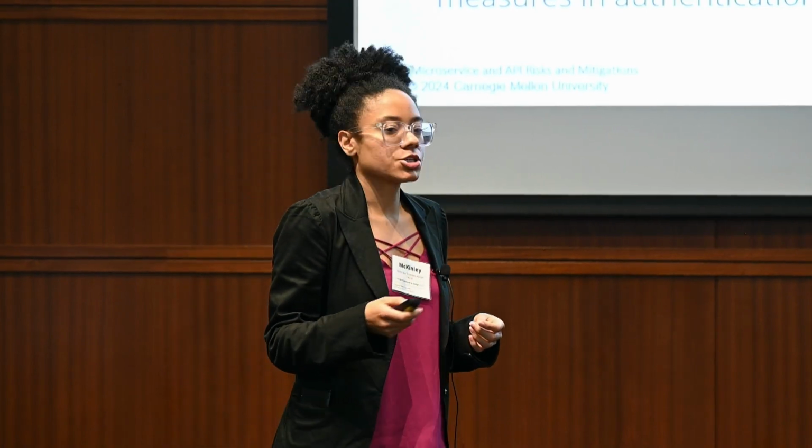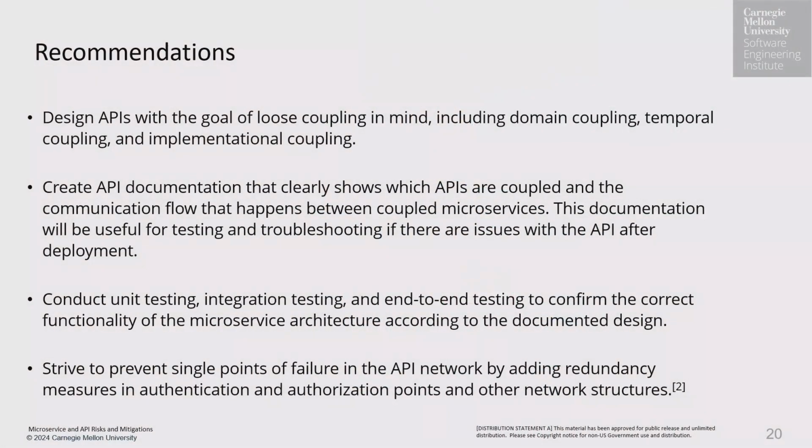Next is creating documentation to show which microservices are coupled in your network and what type of coupling it is. That will help with testing once you're in the testing stage and potential troubleshooting down the line. You can also conduct unit testing, integration testing, and end-to-end testing to confirm the correct functionality based on the design that you made in the previous step. And also preventing single points of failure in your network will help make sure that cascading failures don't become a huge issue if they ever occur.